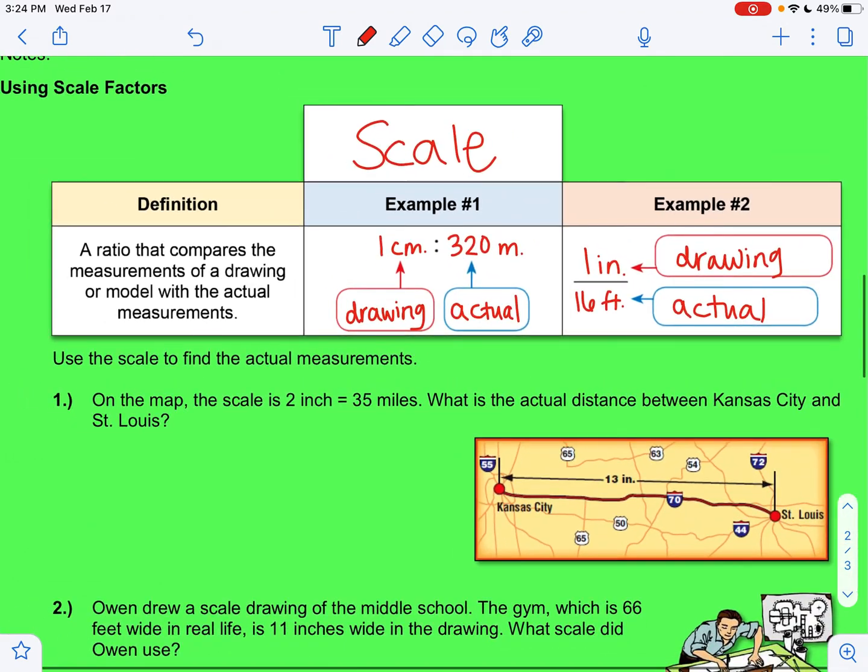So we have one new vocab word. It is scale. A scale is a ratio that compares the measurements of a drawing or model with the actual measurements. So this is super important when you're looking at a map or when you want to draw something, like maybe you're going to be a contractor one day and you need to make a house plan. You're obviously not going to get paper that's as big as how big a house actually is. You're going to make it smaller, and then you'll just multiply your measurements to get how big it actually is when you actually build the house, not draw it.